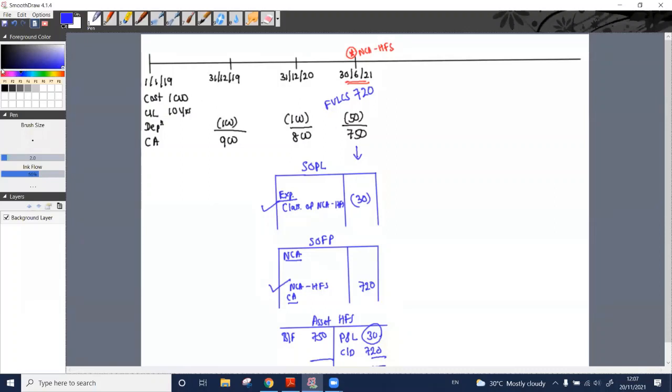Okay. Then, after another 6 months, it means 31st December 2021. So this is my initial measurement, and now I am coming to subsequent measurement. How should we do the subsequent measurement? It is the lower of the original carrying amount and fair value less cost to sell. Right.